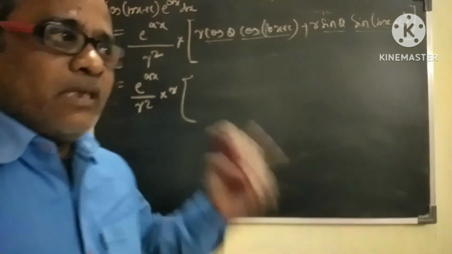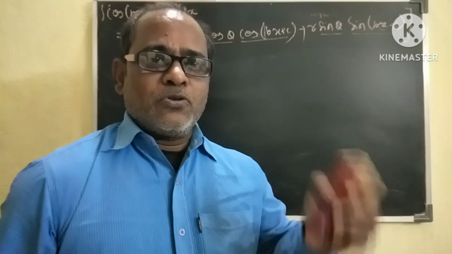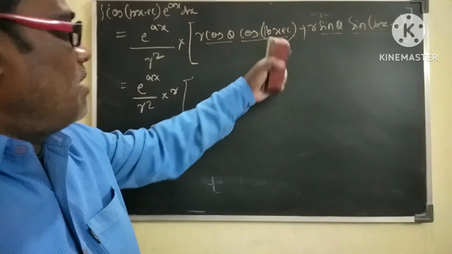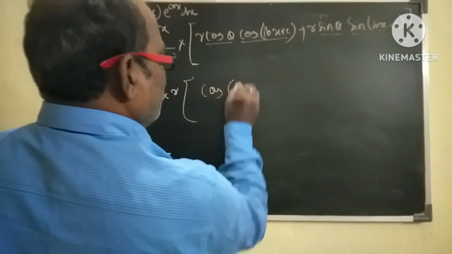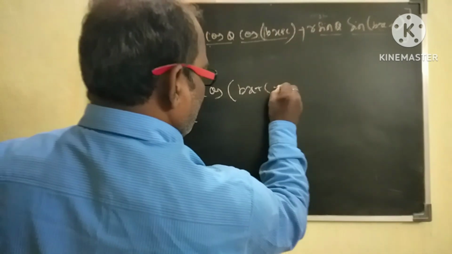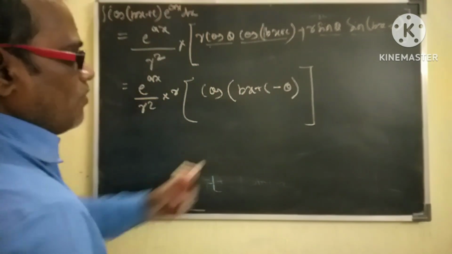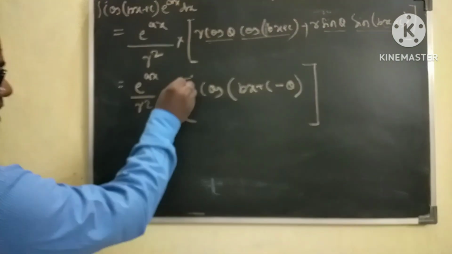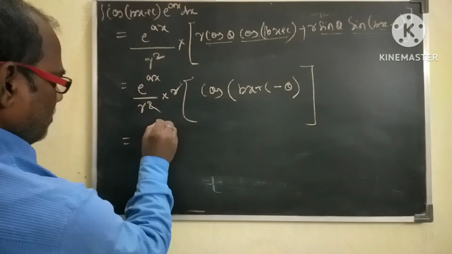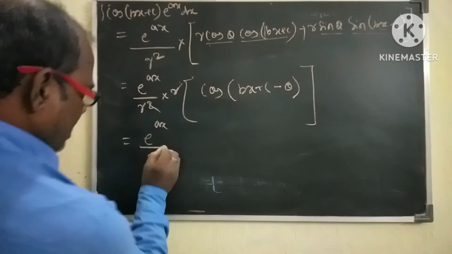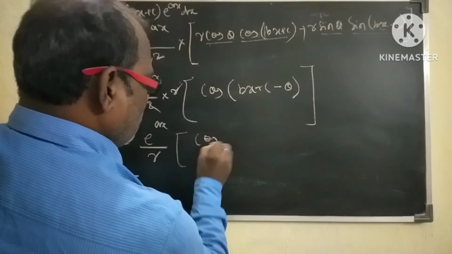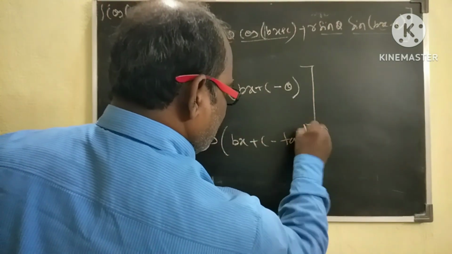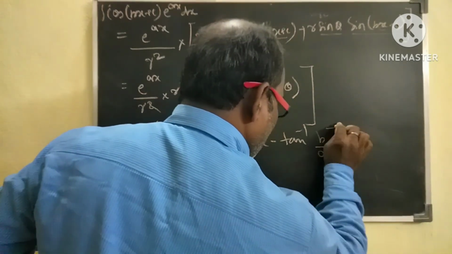We know from class 11 that cos of a plus b is equal to cos a cos b minus sin a sin b. So here it is a plus sign, so this becomes cos of bx plus c minus theta. Now we know that theta is equal to tan inverse of b by a. So finally we can write it. This gets cancelled off here. E to the power of ax by r cos bx plus c minus tan inverse b by a.